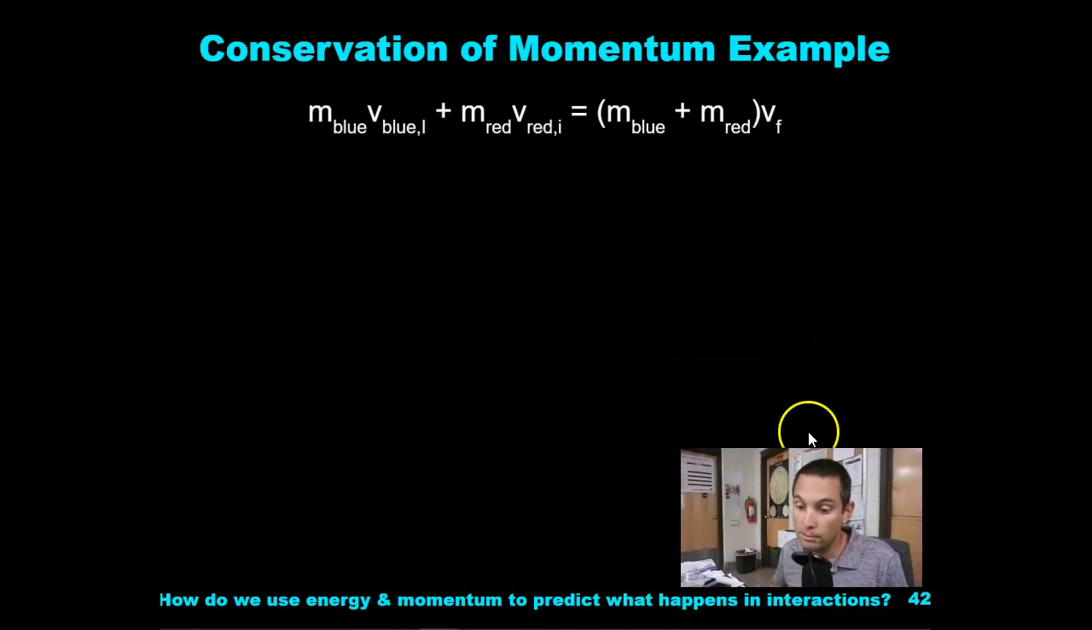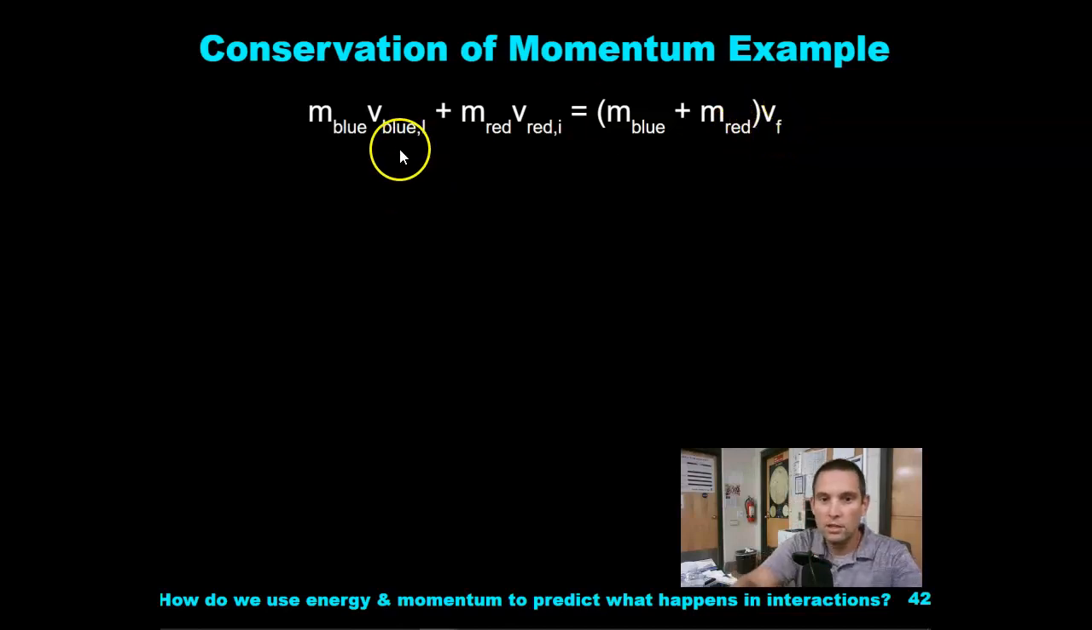With conservation of momentum, you'll see these subscripts can get messy, so it's important that you take your time and organize your thoughts before solving one of these. We have the mass of the blue times the initial velocity of the blue, that's the i here. Then plus the mass of the red times the initial velocity of the red equals the mass of the blue plus the mass of the red times the final velocity.